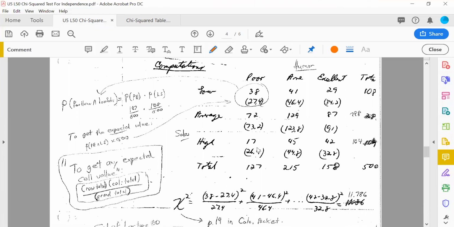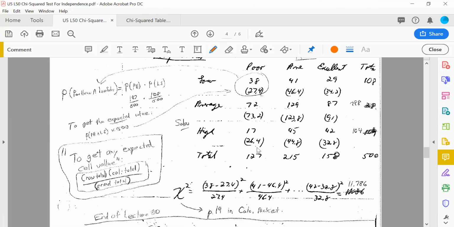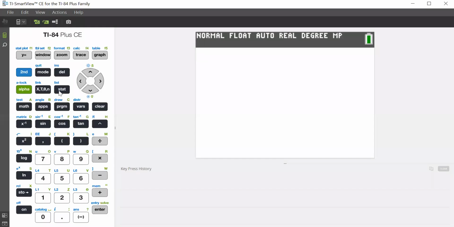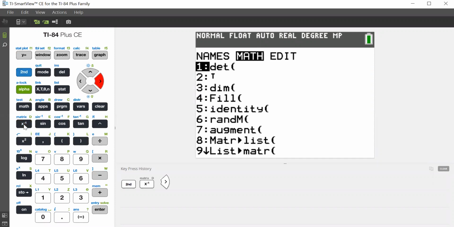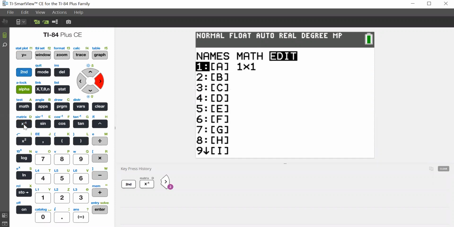Computations. If you wish to compute by hand, please feel free and look at this. Pause the video. Take your time. It's not difficult. If you'd like to know how to do this on your calculator, which is what I'm going to show you, then watch right here. So for this one, I'm not going to go to stat. I'm actually going to hit second and matrix. Matrix is in blue right here. Anytime you want to enter or edit a matrix, you arrow to the right and hit edit. I want to edit matrix A.